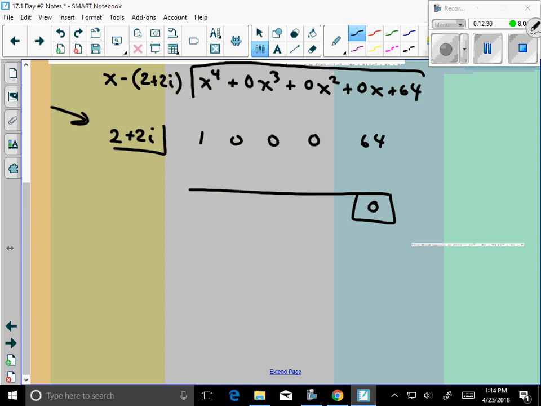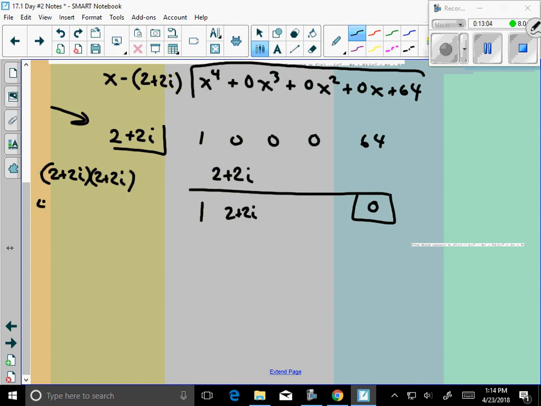All right, so we take the fundamentals of this process, and we drop down the first number. And then what do I do at 2 plus 2i and 1? Multiply. So 1 times anything is that anything. And then instead of subtracting like we do with long division, we're going to add. So I get 2 plus 2i. Okay, now I have to multiply. So I'm going to do 2 plus 2i times 2 plus 2i.